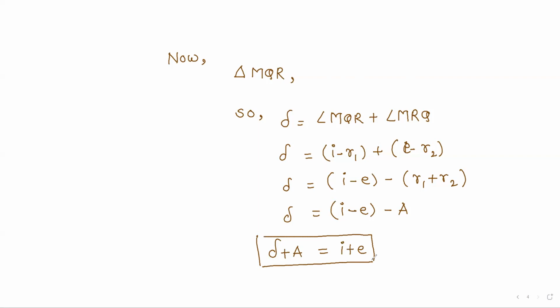Okay, so here if you want the deviation condition, how can we predict this? The angle of incidence plus angle of emergence is equal to angle of deviation plus angle of prism. This is nothing but the deviation condition for the prism. Now we will see the minimum deviation condition. What is meant by minimum deviation?